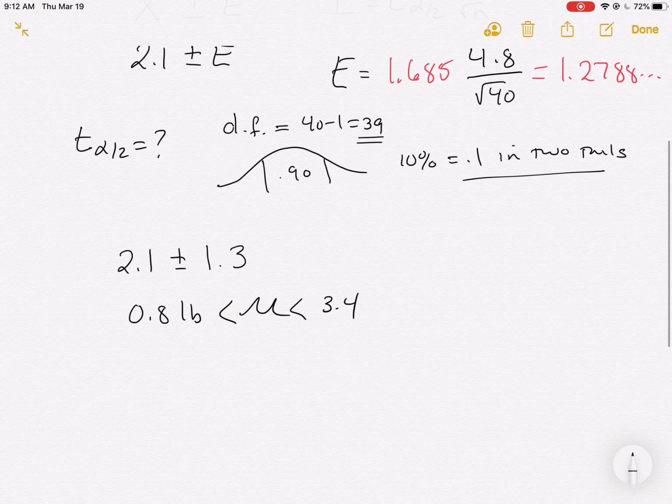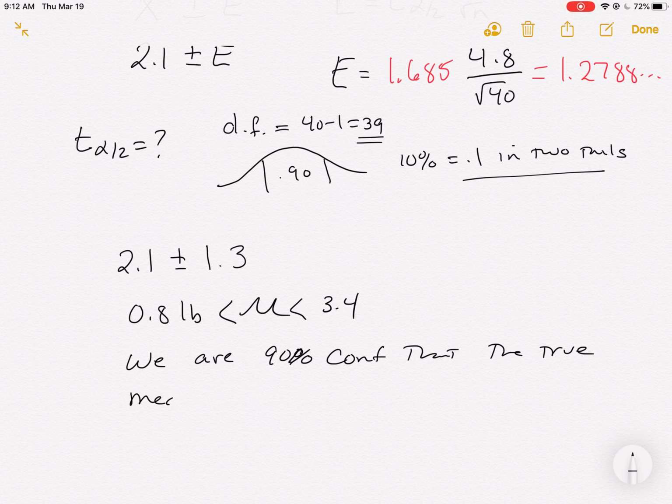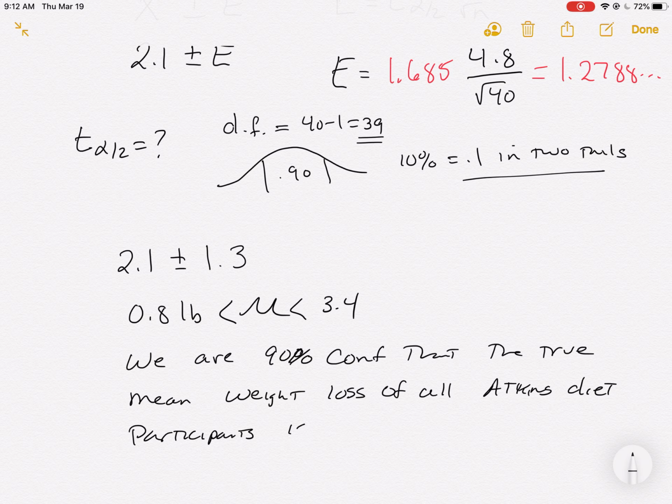And so if I wrote that in a sentence, it would be this: we are 90% confident that the true mean weight loss of all Atkins diet participants is between 0.8 pounds and 3.4 pounds.